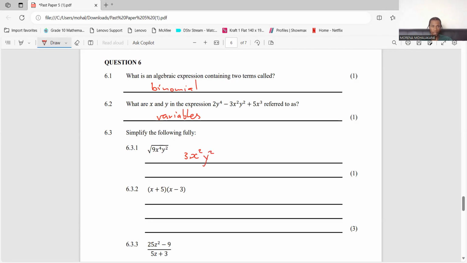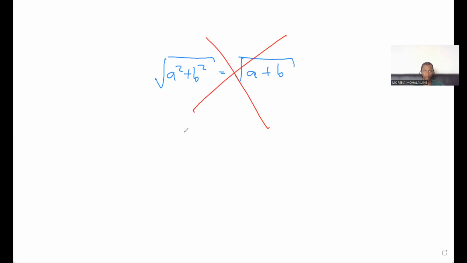However, please don't do this thing. If you're given the square root of a squared plus b squared, and then you say this is a plus b, no. Completely don't do this. If it's plus or minus, don't do that thing. It only applies when it's division and multiplication.